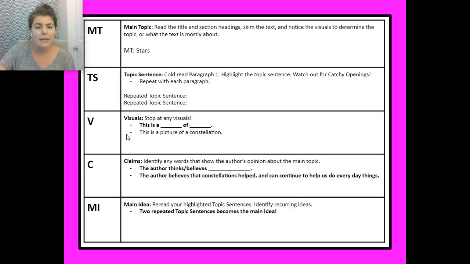Great. So what I went ahead and did was in my graphic organizer, I added that this is a picture of a constellation because we did see that visual when we were taking a look through the rest of the article. I also found a claim, and I'm not sure if you guys saw this as well, but this claim that I came up with was that the author believes that constellations helped and can continue to help us do everyday things. The author in this text does believe that constellations were helpful a long time ago and that they can continue to be helpful. Awesome.